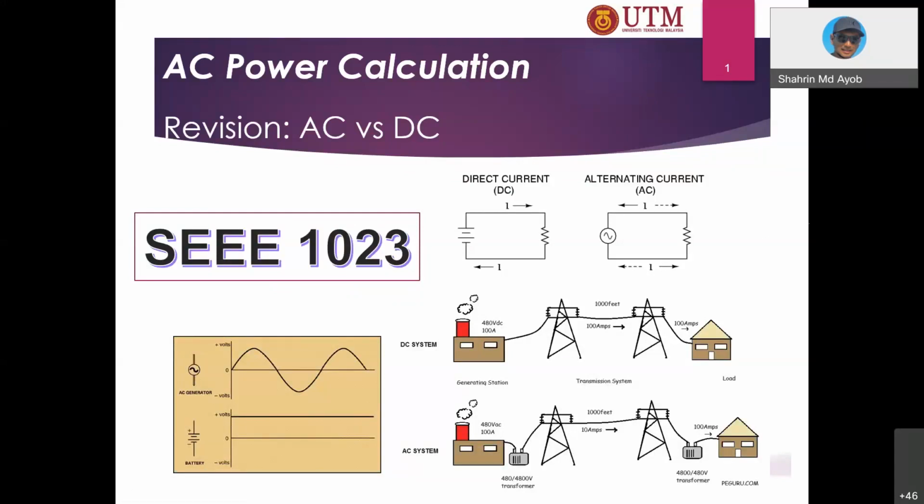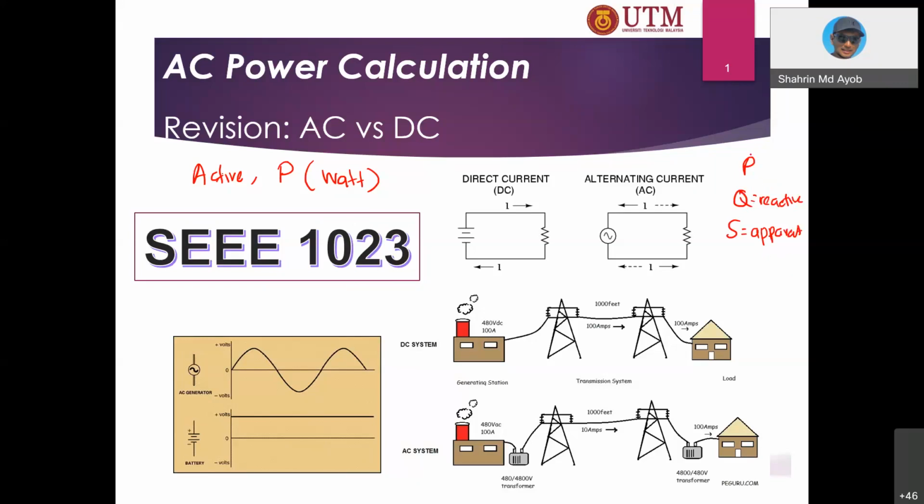DC power and AC power are quite different. For DC power, as you may recall, we have only one kind of power, which we call active power, or sometimes P, which you measure using watts. But in AC power, we have three different kinds: P, which is active power, Q, which is reactive power, and S, which is what we call apparent power.